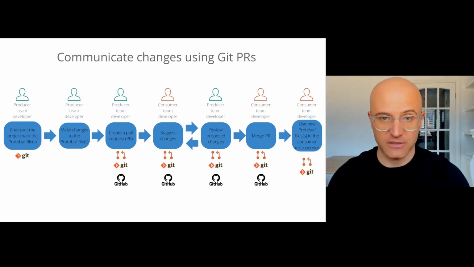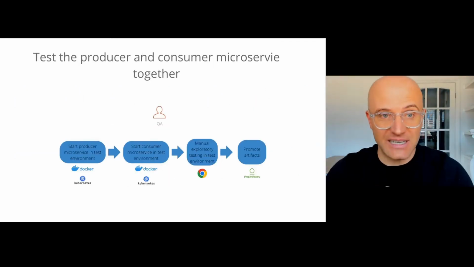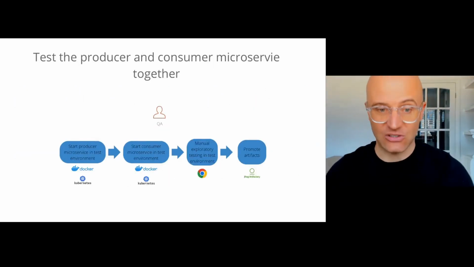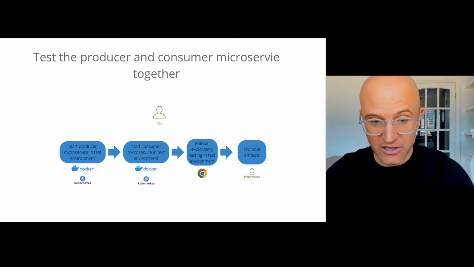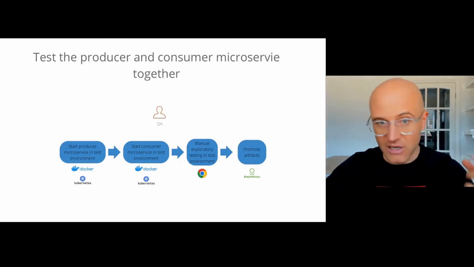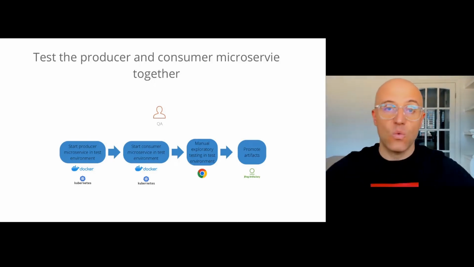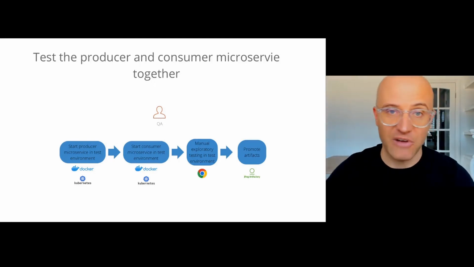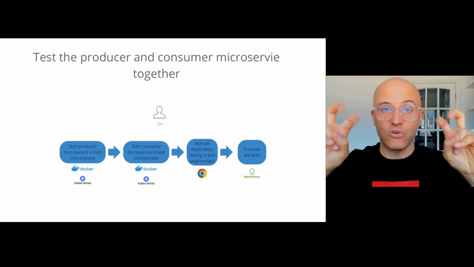Once we've tested the microservices in isolation, then it's time to test them together. How would that look like? Well, you're starting one microservice, you're starting the second one, and you test them together. Okay. Once they've been tested, you can promote the artifacts and they'll be ready for release.